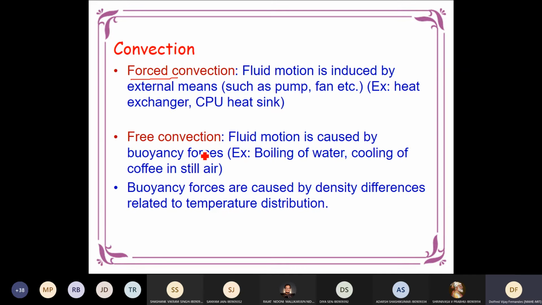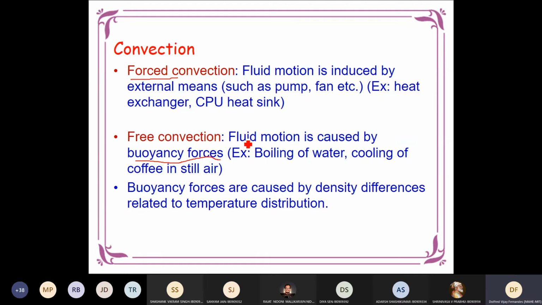Well, the free convection, on the other hand, has another name: natural convection. Okay, don't confuse it with forced convection. So free convection is nothing but fluid motion caused by buoyancy forces. The force causing the fluid motion is natural. It's not because of any other external means. It's simply because of the density variations under temperature gradients.